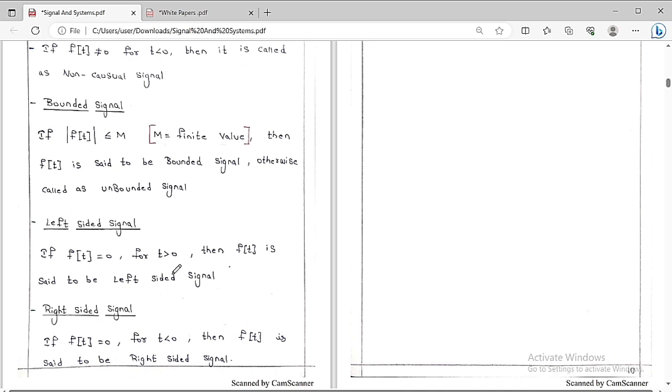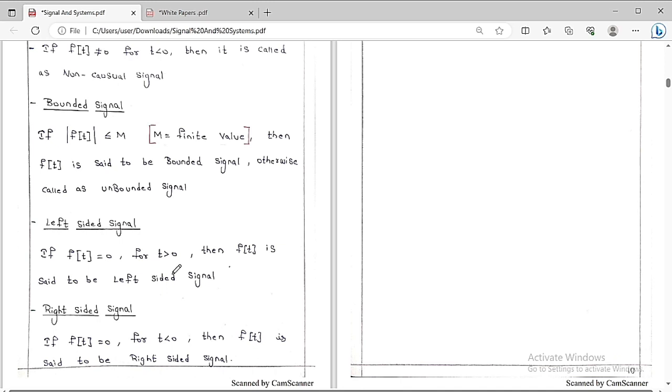So the left-sided signal means the signal is present on the left side but not on the right side. Therefore, if f of t is equal to 0 for t greater than 0, then the signal is a left-sided signal. Then what is the meaning of a right-sided signal? The reverse of that. If f of t is equal to 0 for t less than 0, then f of t is said to be a right-sided signal. So a right-sided signal is present on the right side but not on the left side.